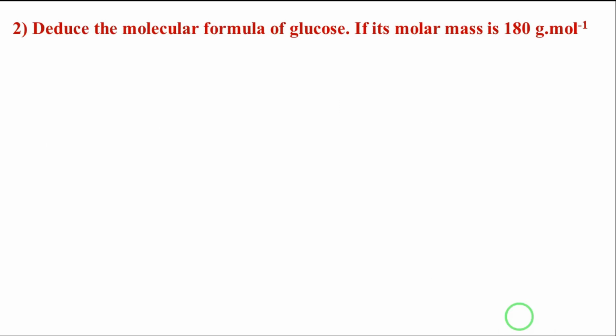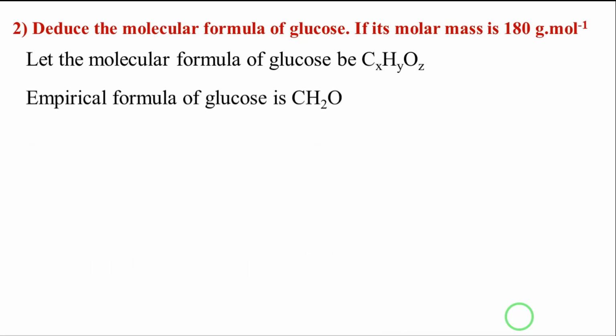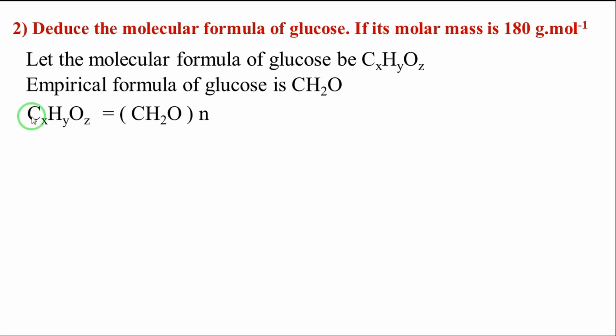Now deduce the molecular formula of glucose if its molar mass is equal to 180 gram per mole. Let the molecular formula of glucose be CxHyOz. And you have now the empirical formula of glucose, which is CH2O. We can say that the molecular formula is equal to the empirical formula multiplied by a certain integer number denoted by small letter n. So n may be 1, 2, 3, 4, etc. So it must be an integer number.